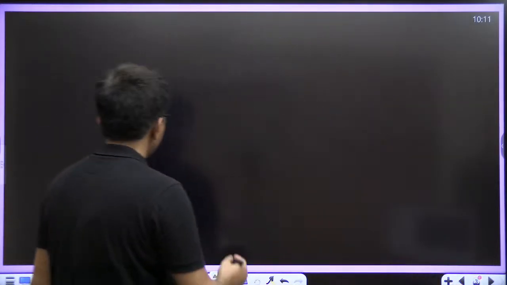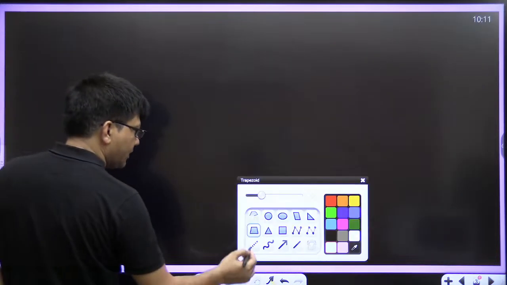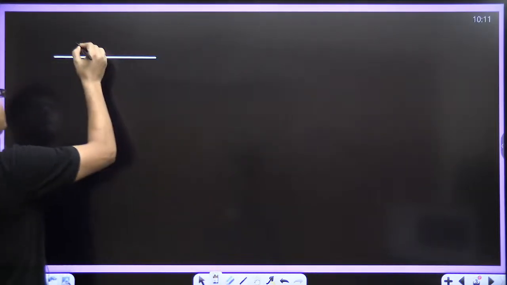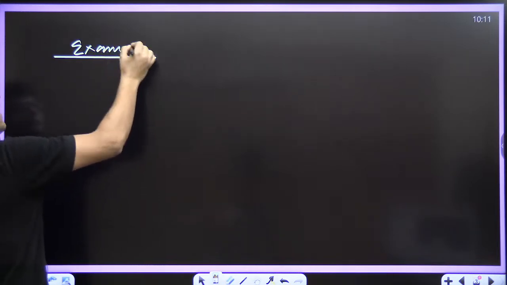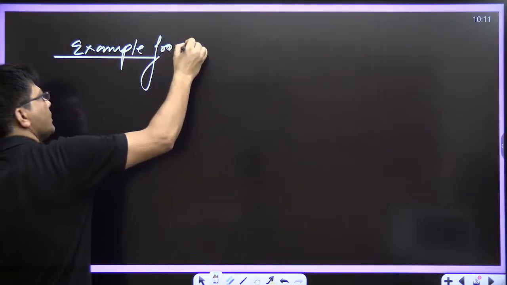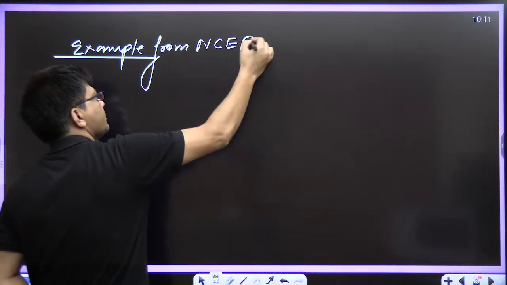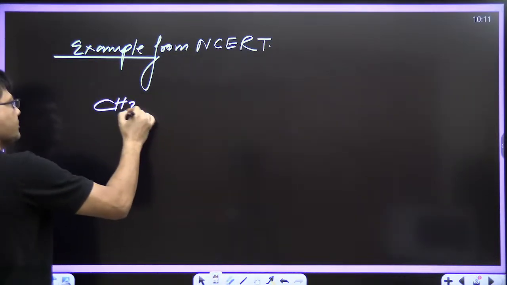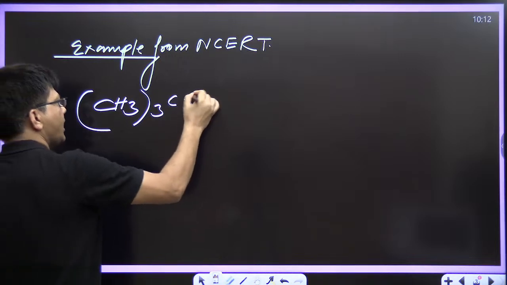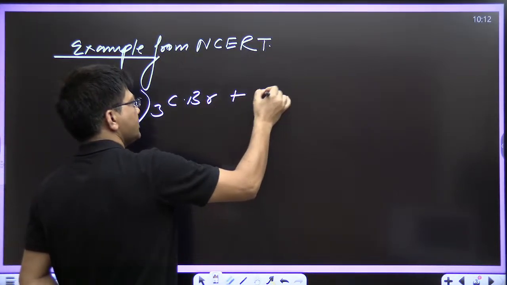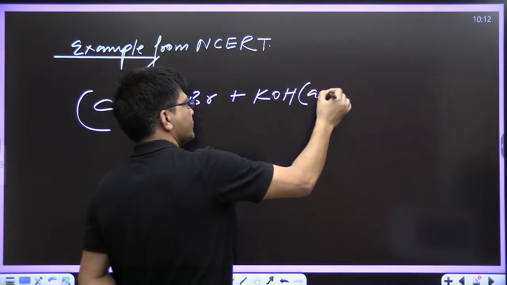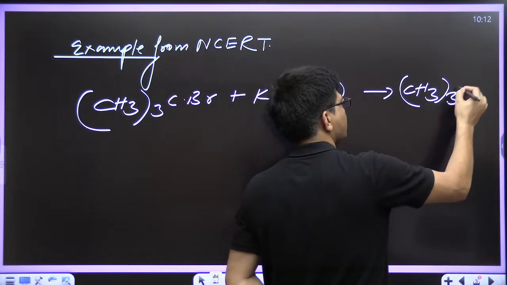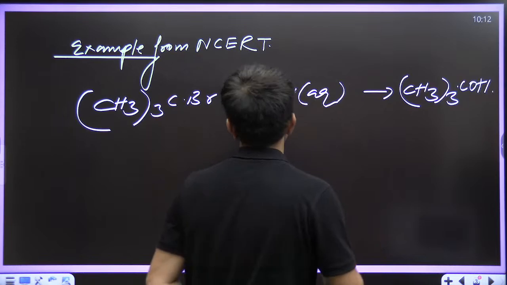See, kids. The first example, example number 1, which is given in your NCERT, I am just taking the same example. Tertiary butyl bromide plus KOH aqueous, and the product formed is tertiary butyl alcohol, plus KBr.